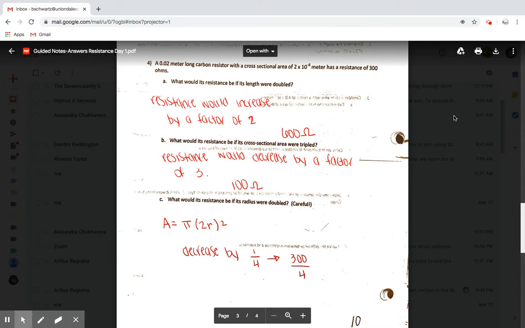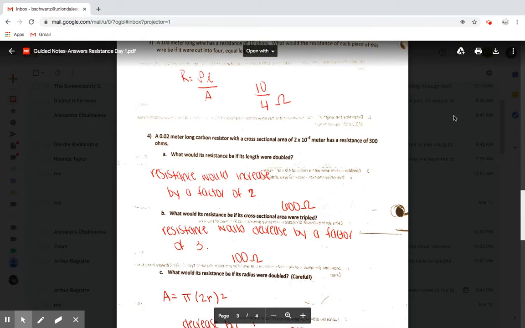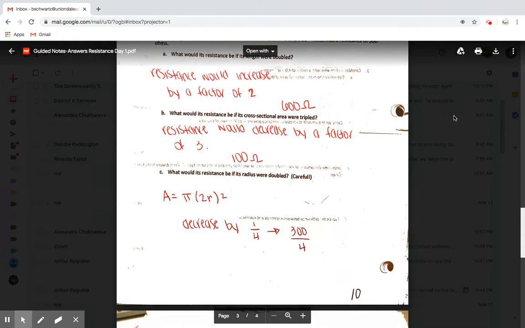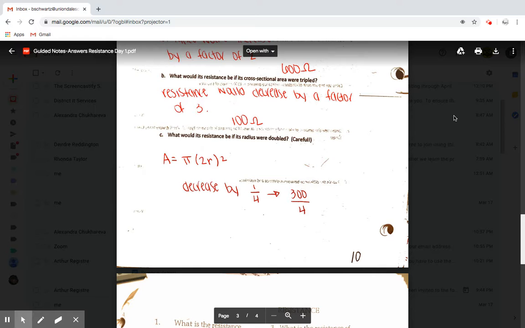For letter C, what would its resistance be if its radius were doubled? So when we're doing this, if you look at your formula, R equals rho L over A, nowhere in that formula is radius. However, we know that the area of a circle is pi r squared. So that's where my formula here comes from, A equals pi r squared. So I could really replace my formula, R equals rho L over A, with R equals rho L divided by pi r squared. They're equal, they mean the same thing.